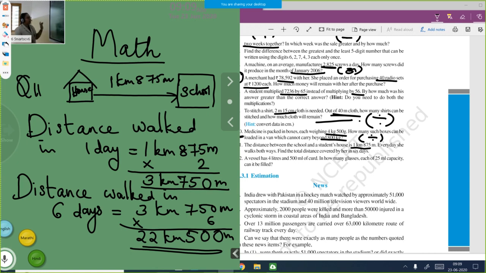So understood this one? Distance walked in one day means the given distance we are multiplying by 2. Why? Because she is walking both ways, okay? From home to school she is walking, then in the afternoon from school to home also she is walking. So that is why we multiplied by 2. So we got an answer.